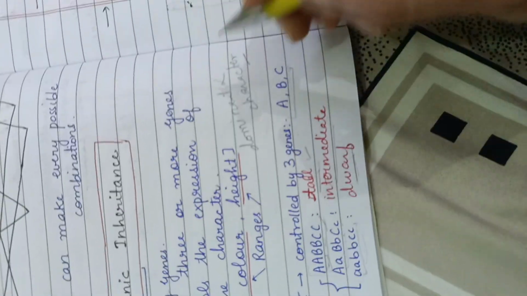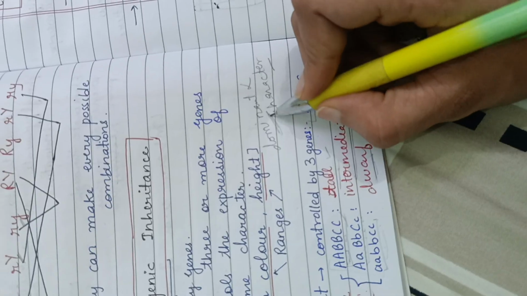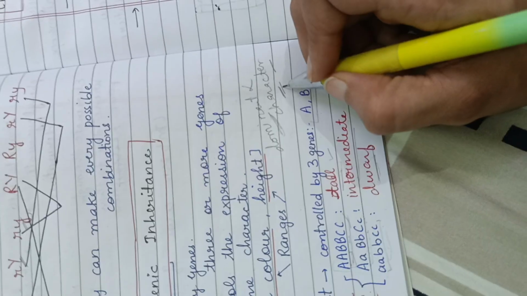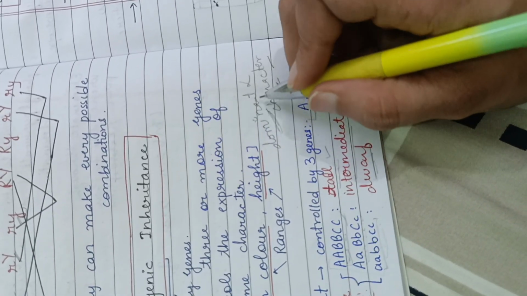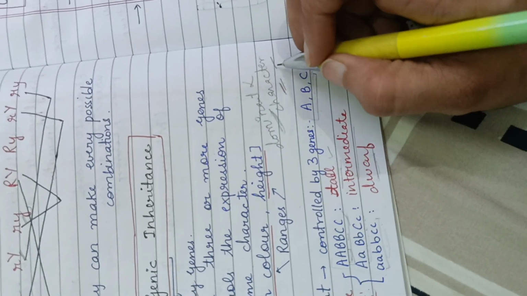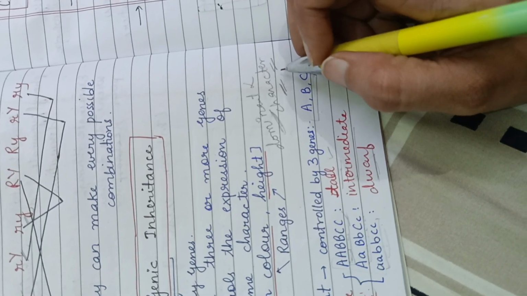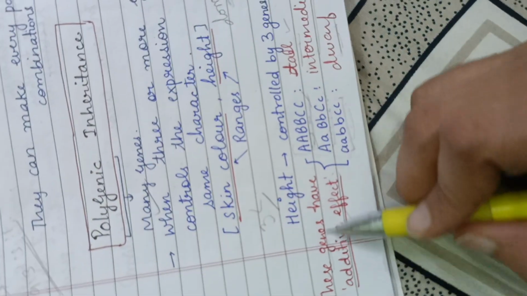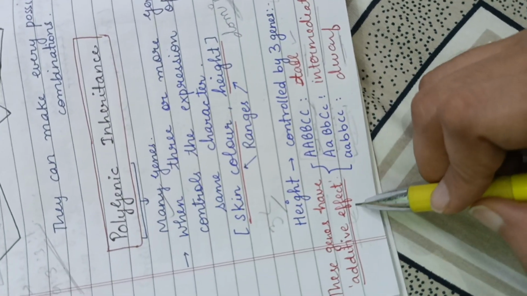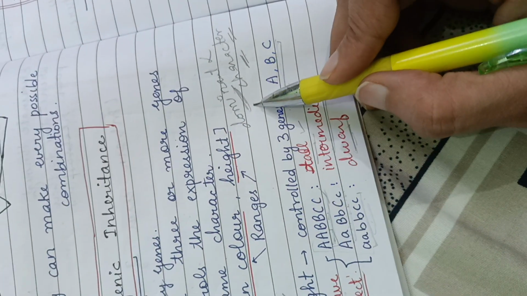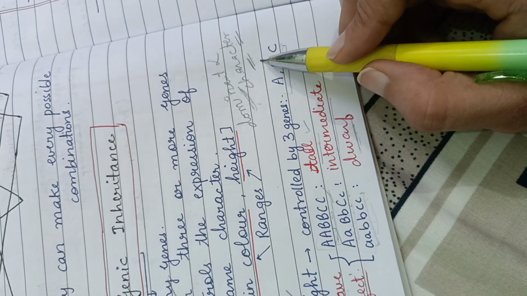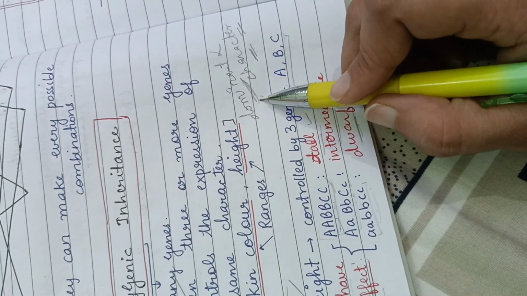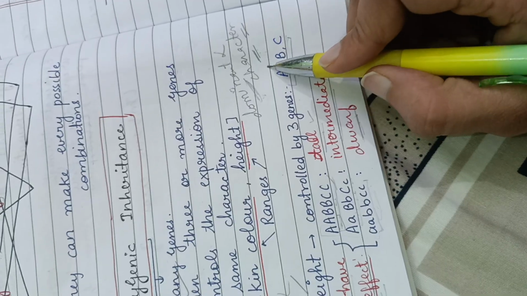So dominant alleles are directly proportional to the character. The more the dominance will show, the more the character will be developed or give its effect. So this type of genes gives additive effect. So the character depends on the dominance. The more dominant the character, the more it will show its phenotypic characters.